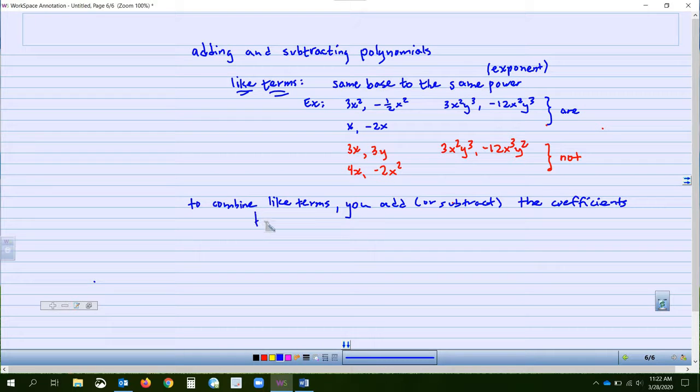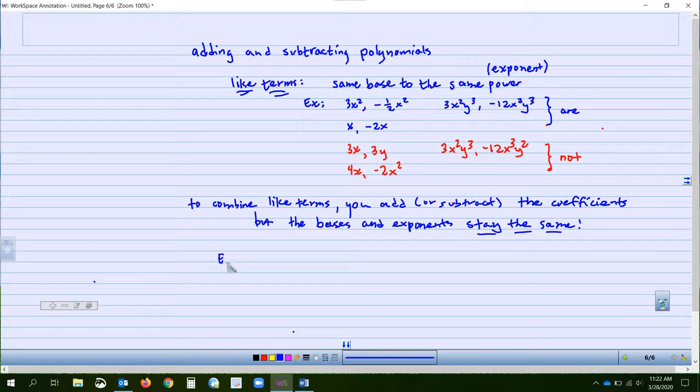All right, but the bases and exponents stay the same. So when we're combining like terms, we add, or if the case may be subtract, the coefficients, but the bases stay the same. Just a reminder, the coefficients are the numbers out in front, all right?